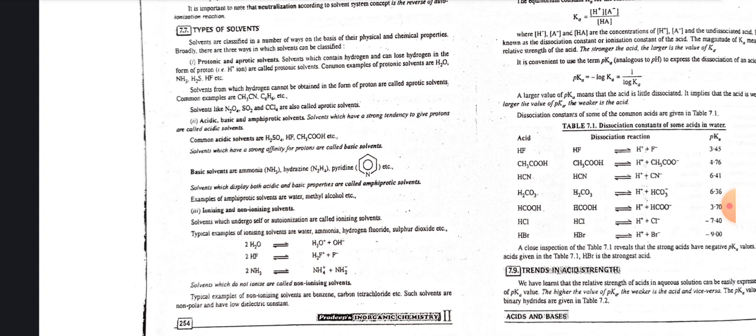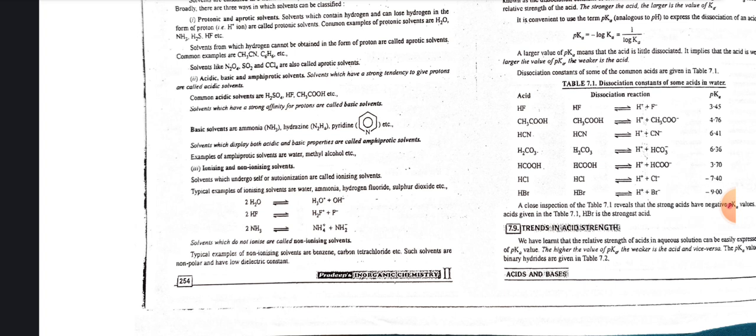Types of solvents, such as protic and aprotic solvents. Solvents which contain hydrogen and can lose hydrogen in the form of a proton are called protic. Common examples of protic solvents are H2O and H2S. And the solvents from which hydrogen cannot be obtained in the form of a proton are called aprotic solvents, such as CS2 and C6H6, etc.